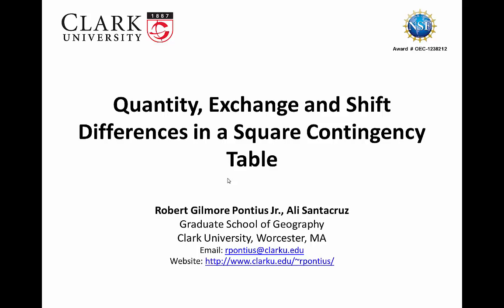In this video, we are going to present two illustrations of the application of a square contingency table. A square contingency table is commonly used for error assessment in the remote sensing and GIS fields for measuring the difference between two maps. One of the techniques suggested for comparing pairs of maps is the use of two parameters called quantity difference and location difference.